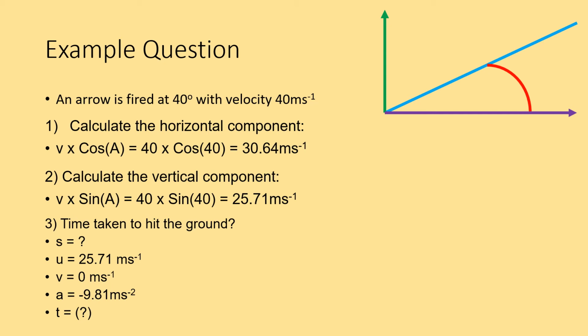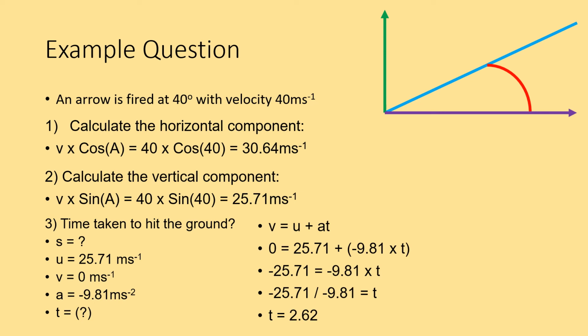It's 25.71 meters per second. We know that it's going to reach zero because it's going to land on the ground. And we know that the acceleration is minus 9.81 meters per second squared. We don't know what the time is. That's what we're trying to calculate. Now, bear in mind that we're firing this arrow up at 40 degrees. It's going to go up, reach its peak at zero, and then it's going to fall again, where V is going to be zero again.